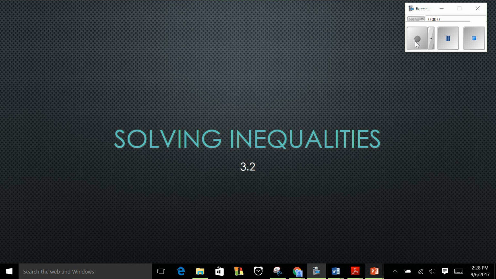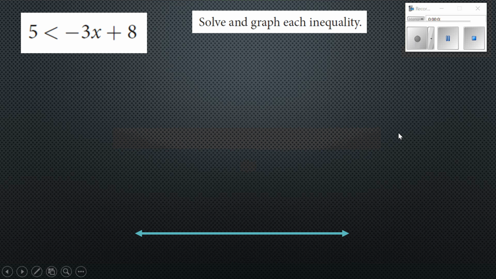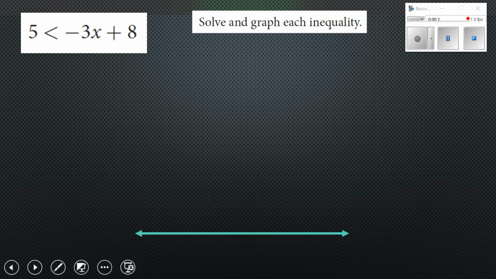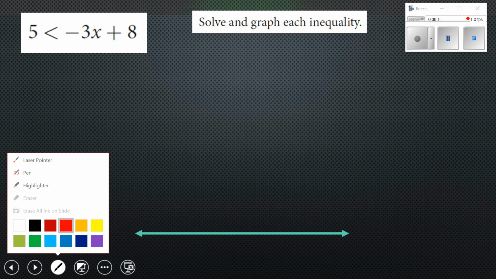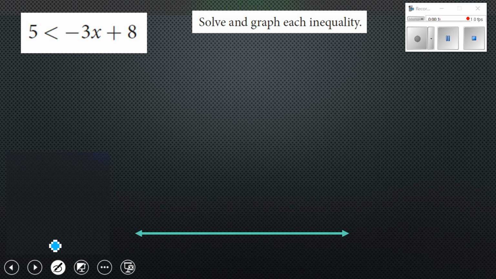In this video, we're going to look at skills needed to solve inequalities and graph their solutions. So here's our first example. Now, if you're good with solving equations, we're basically using the same skills that we used for that. We're just adding a layer in terms of graphing it and thinking about what kind of solutions there are.